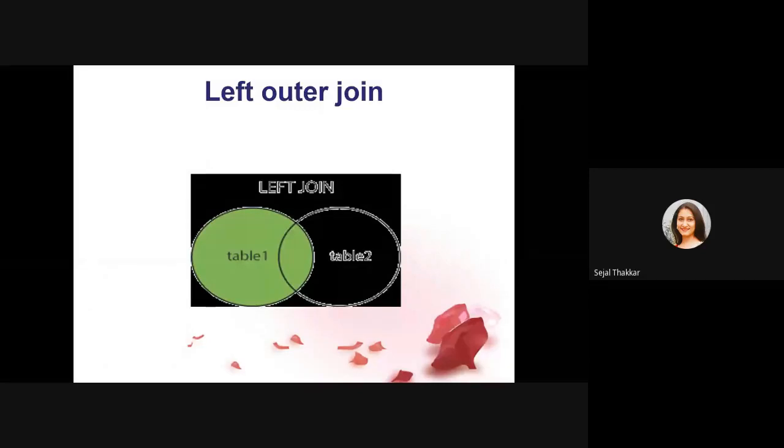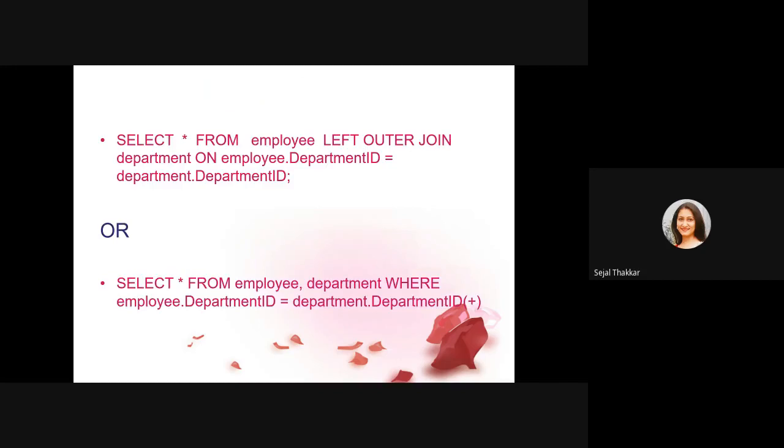In left outer join, only the values of the left side table will come as the output. Whether a matching value is found in the right side table or not, it doesn't matter. All the values of the left side table will come as output. Next, start from employee, left outer join department on employee dot department ID is equal to department dot department ID. Here you have to mention only left outer join, because you are taking left outer join.